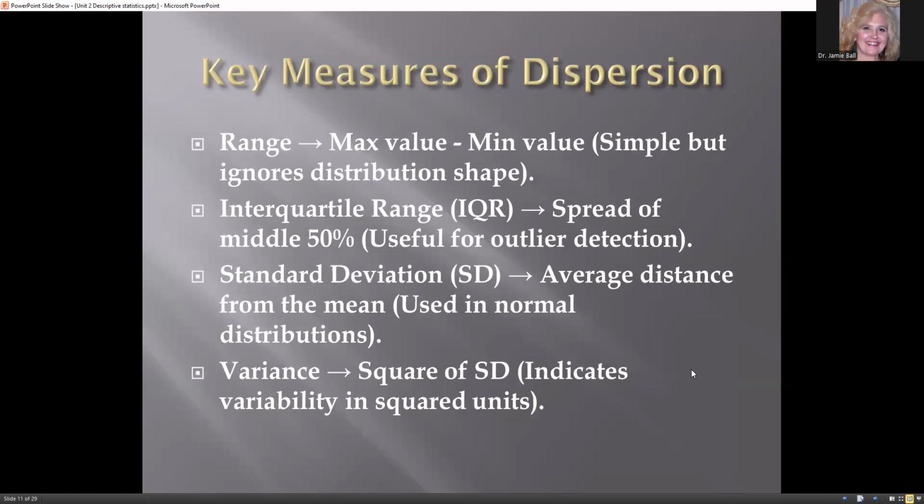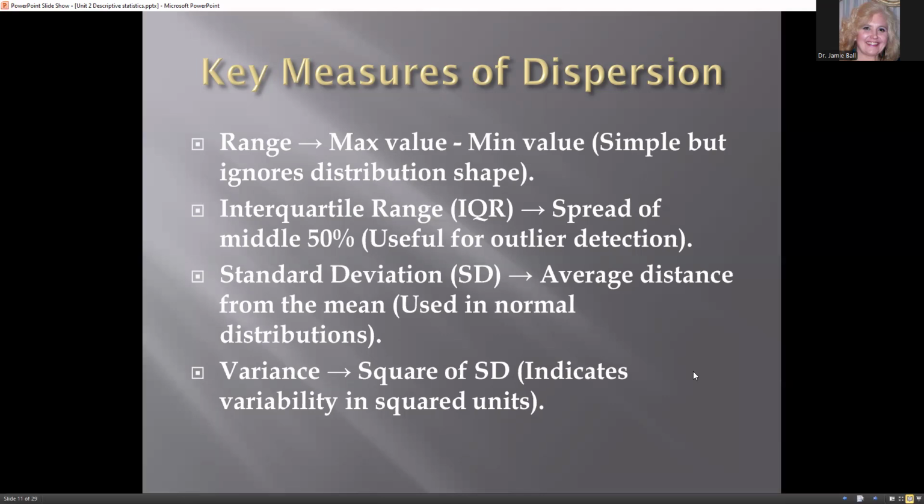So some of the key measures of dispersion include range, the minimum to maximum value. This doesn't give us anything to know about the shape of the data, though. We have our interquartile range, which I just showed you on the box plot, which is the spread of the middle 50%. This can be useful for helping us find outliers, things way far outside of the rest of the data.